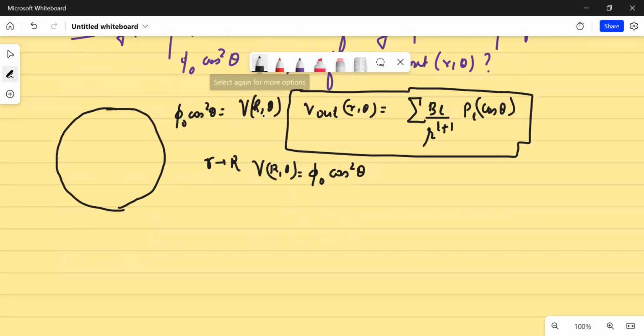Okay, now by doing this, what I can do is expand both of the ends.